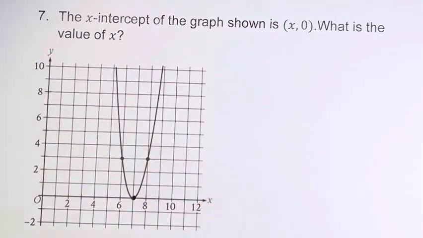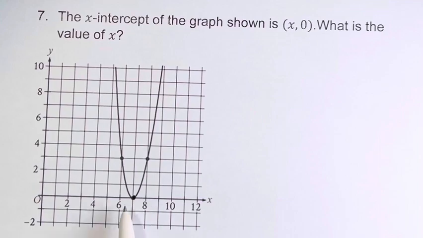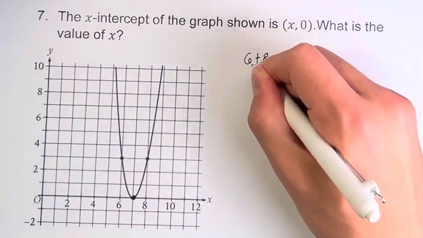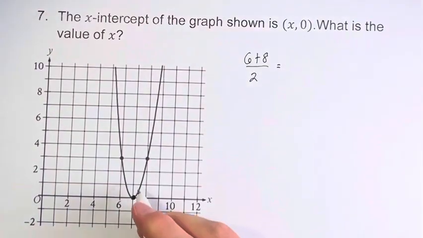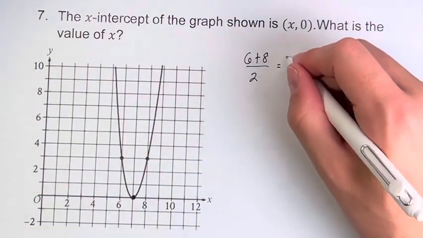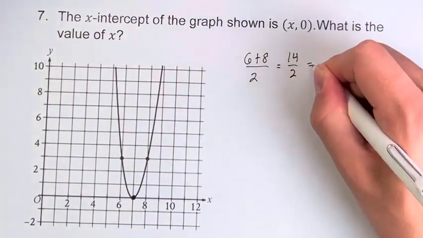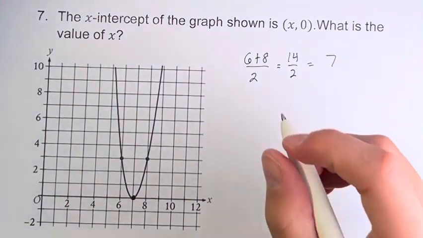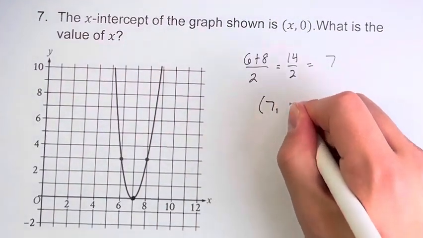So what is this value of x? Well, we're taking this point right here. The value of x is halfway between 6 and 8. If that's not obvious to you, you could do (6 + 8) / 2, which finds the exact value of the number in between them. 6 plus 8 is 14, over 2, which is 7. So therefore the x-intercept is (7, 0).